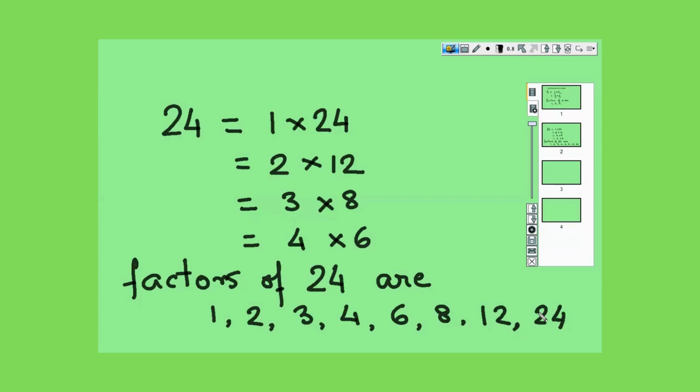If we multiply any two numbers, in this case, if I multiply a 1 and a 24, the product of these two numbers is 24. So all these numbers that you see are called the factors of 24. Let's take another number. Let's take 35.